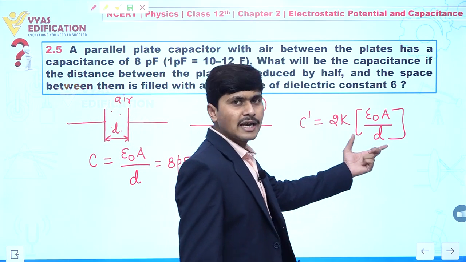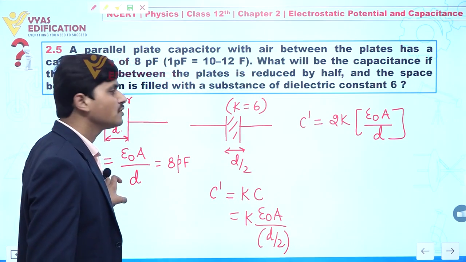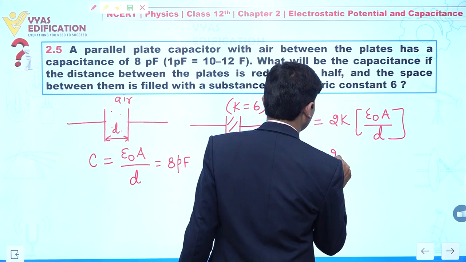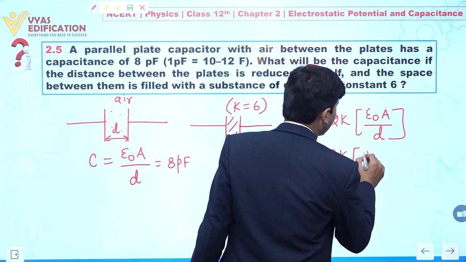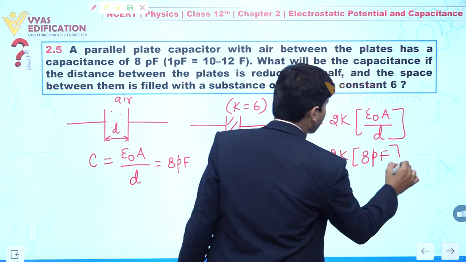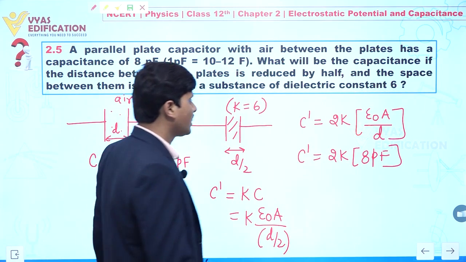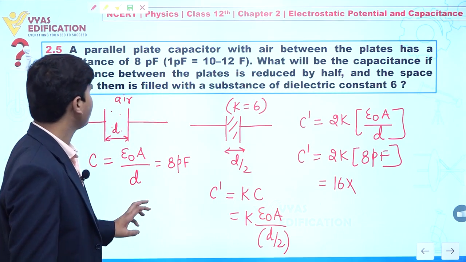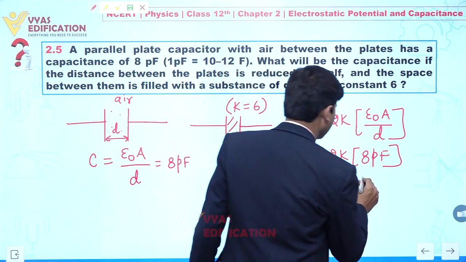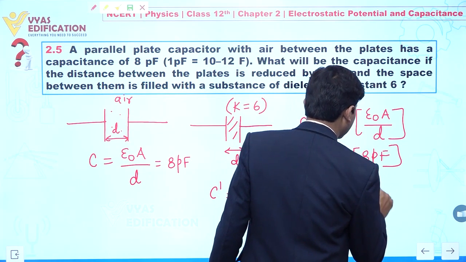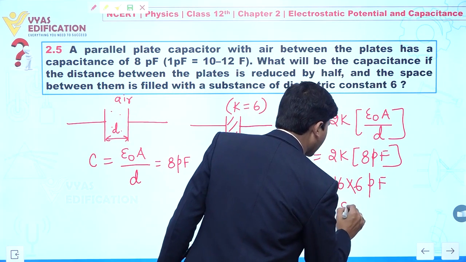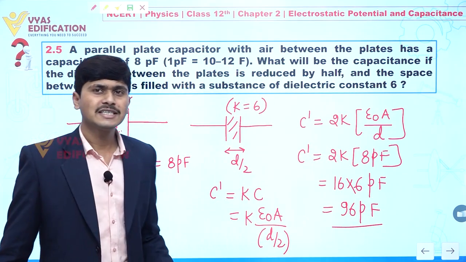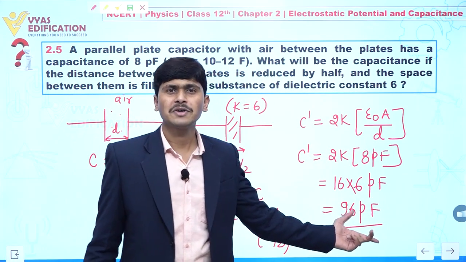Epsilon naught A by D is equal to C, and C is equal to 8 picofarad. So C dash is given by 2K times 8 picofarad. From here we write 16 into K, and the value of K is 6, so this is 96 picofarad. The value of capacitance now becomes 96 picofarad.